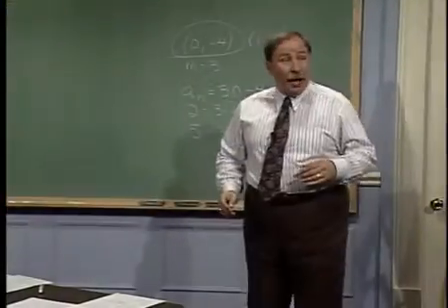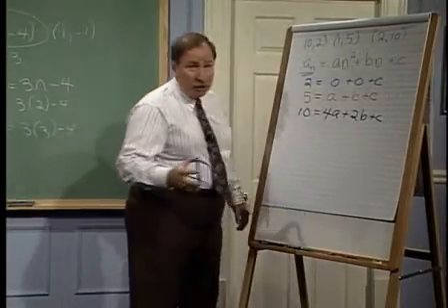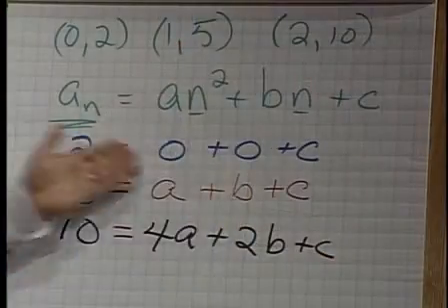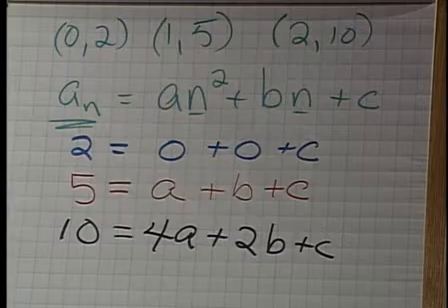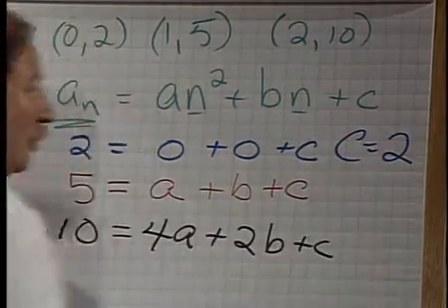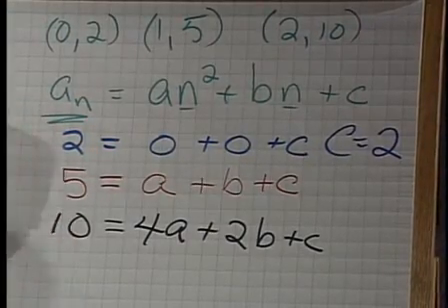Well, hopefully you recognize that in the blue equation, and anybody who's colorblind, this equation here, that c equals 2 because 0 plus 0 equals c, so c equals 2. So right away we know that c equals 2. That was easy. Now let's look at the red equation.